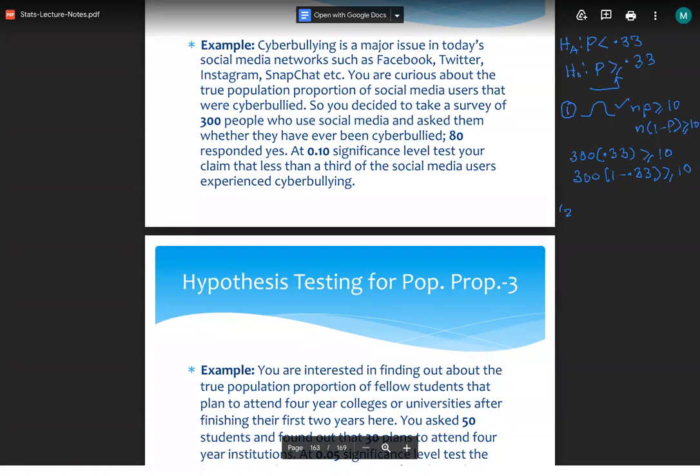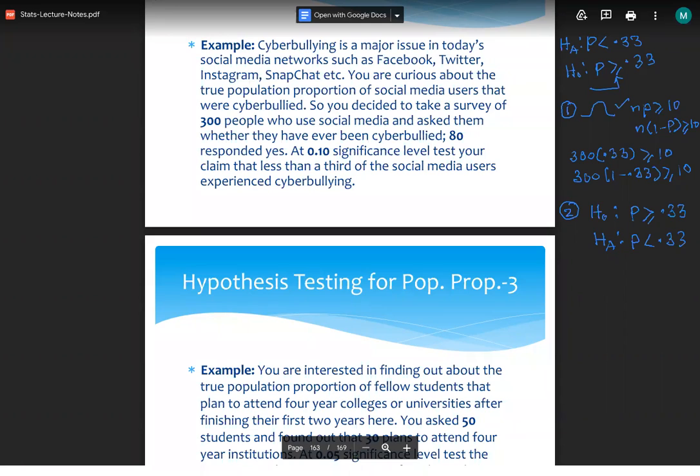Number 2, your null and alternative hypotheses. Your null hypothesis is that the proportion is greater than or equal to 0.33. And your alternative hypothesis is that the proportion is less than 0.33. So that's what you're testing. Less than means left tail. Greater than means right tail. So if your alternative hypothesis is less than, it's going to be left tail only. If your alternative hypothesis is greater than, it's going to be right tail only.